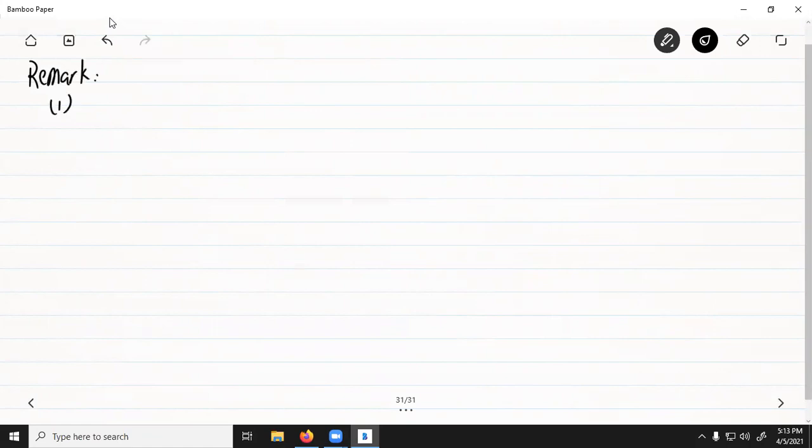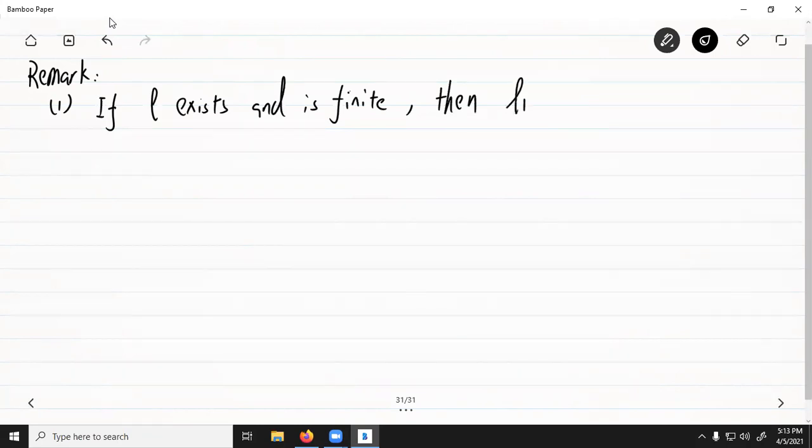First one, if this L exists and is finite, is a finite number, not infinity, okay? Is a finite number, then we say this limit of f of x exists.